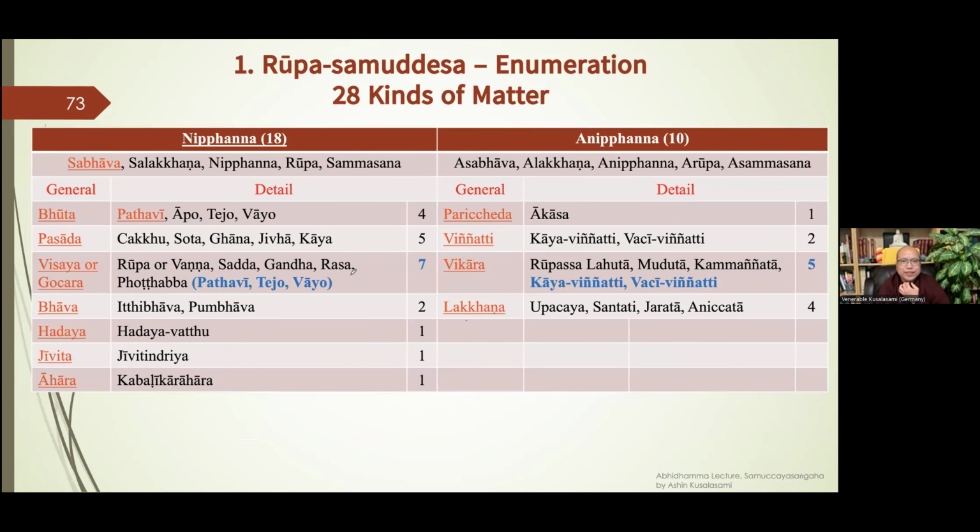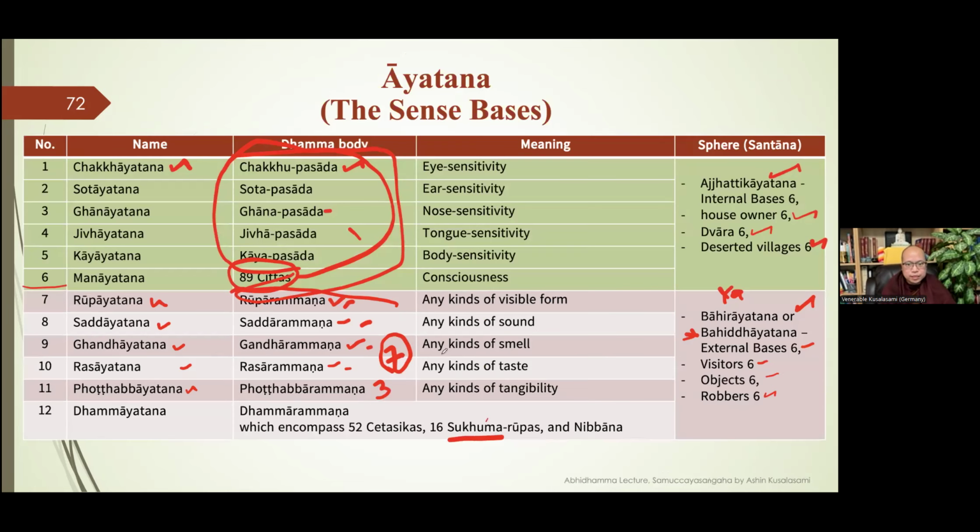I want to remind you to see the 28 matters. Chakku, Sota, Ghana, Jiva, Kaya each have their respective name of the Ayatana, and also Rupa, Sadda, Ganda, Rasa, Photthabba, and other words we say Pathavi, Tejo, Vayo. These all have their respective names. The rest might be the 16s. All these 16 are called the Sukhuma Rupa. And Dhamma is included in the Dhammayatana, Dhamma Arammana, which encompasses 52 Cetasika, 16 Sukhuma Rupa, and Nibbana.